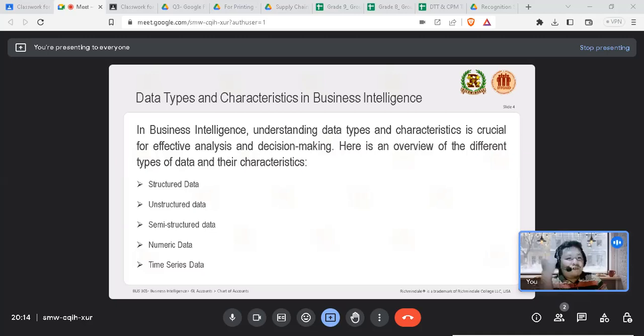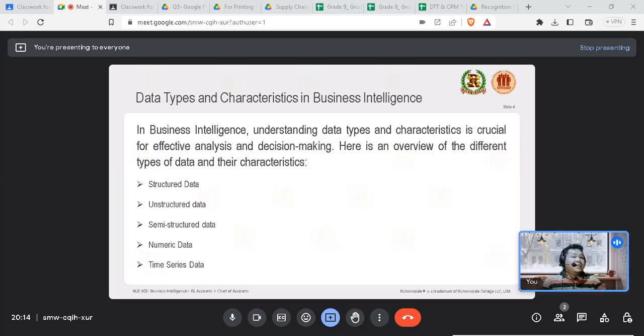Speaking of multimedia data, it includes images, audio files, and videos. They can provide rich visual or auditory information, but they also require specialized techniques for analysis and understanding. So that is multimedia data.